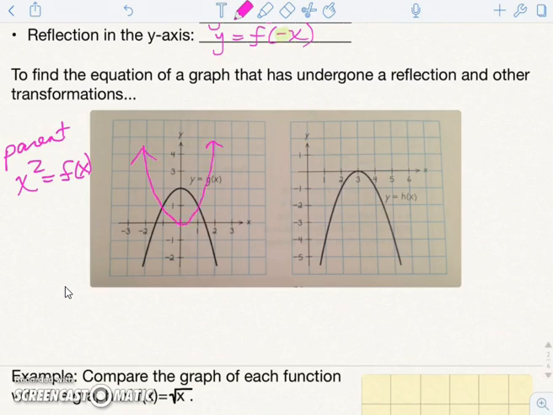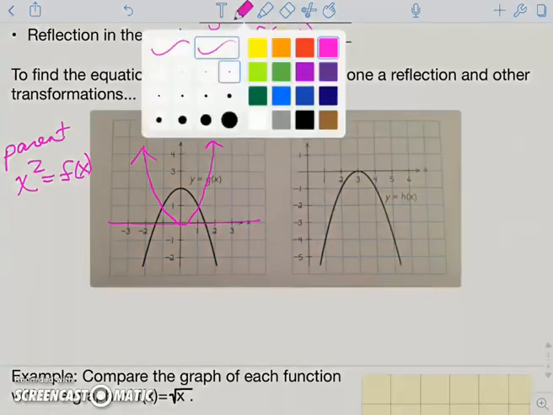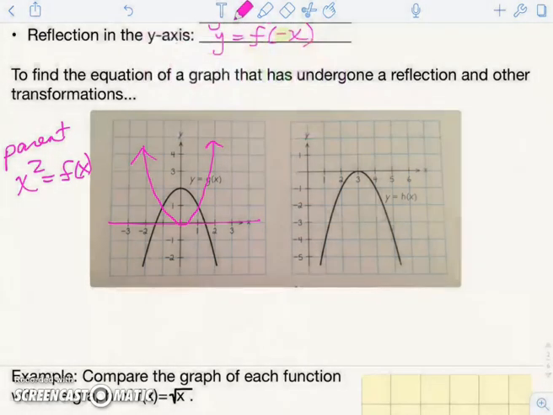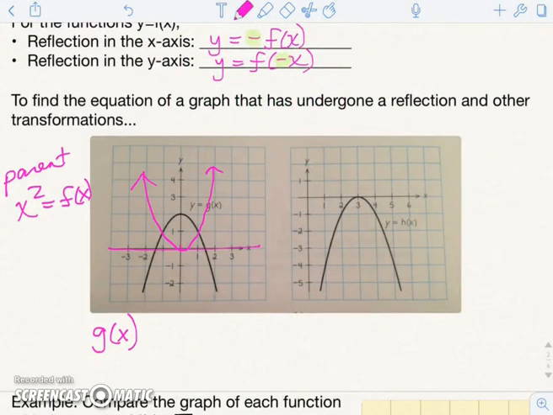And it looks like it was reflected over the x-axis here and then was shifted up 2 units. So my function here is g of x, and to show a reflection over the x-axis, I negate the entire thing, so negative x squared plus a 2 on the end.